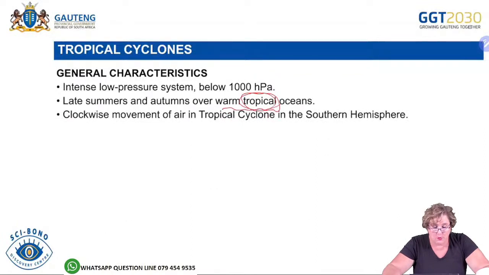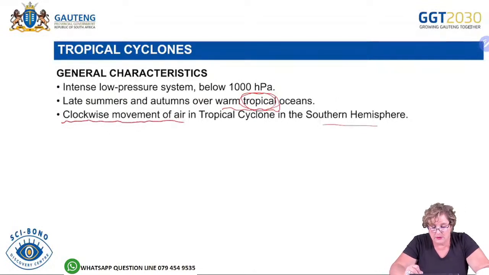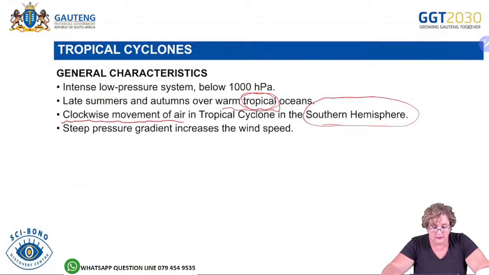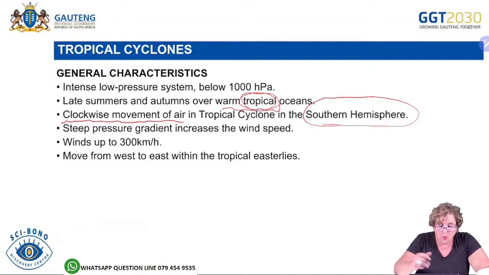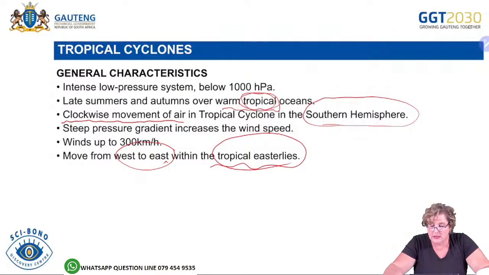Then, because it's a low pressure system, we have clockwise movement of air in the southern hemisphere. Remember, in the northern hemisphere, it will just be the opposite. It's got a steep pressure gradient which increases the wind speed. These winds can blow as fast as 300 kilometers per hour. It moves from west to east. Why? Because it moves within the tropical easterlies. It's the tropical easterly wind belt that drives these tropical cyclones to move from east.